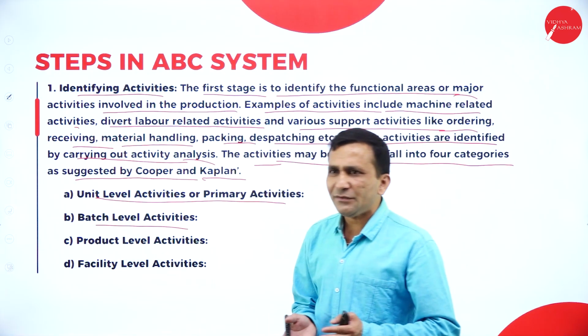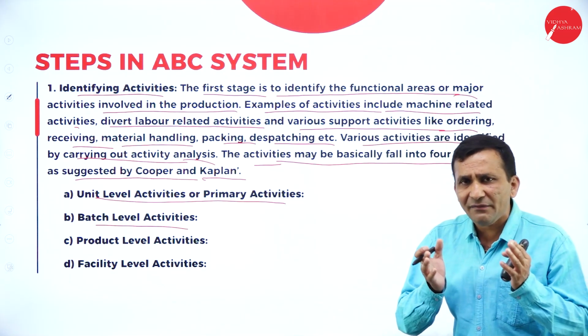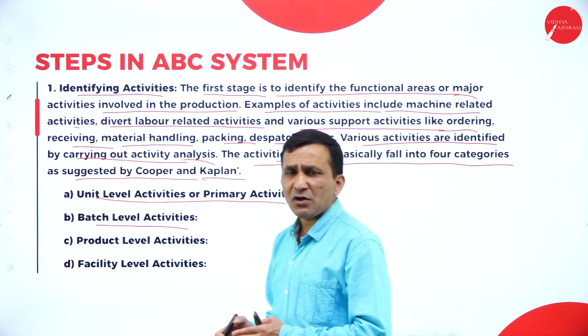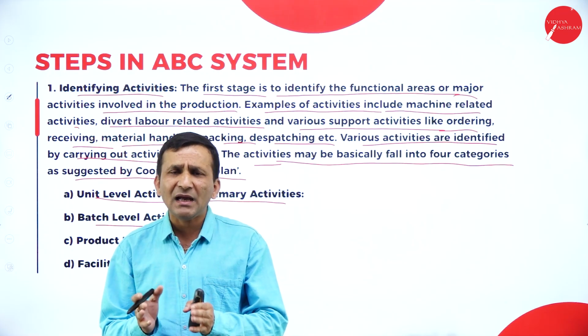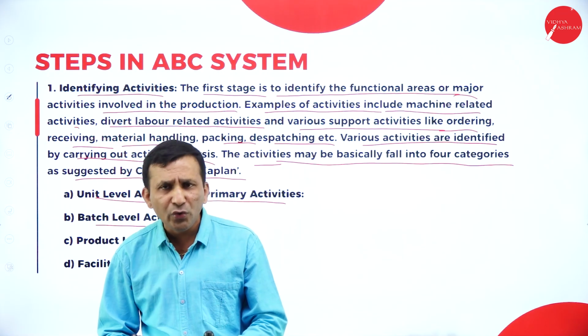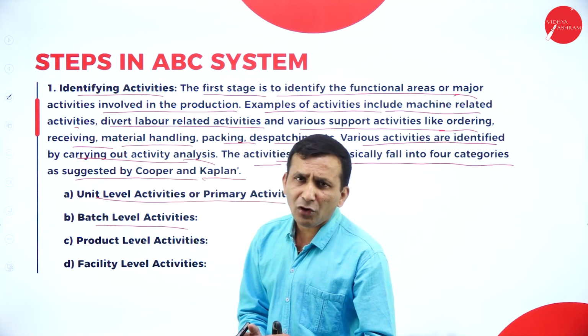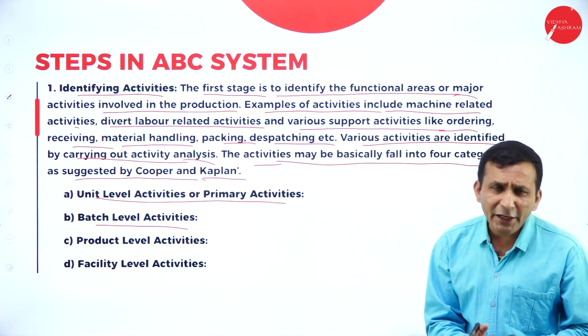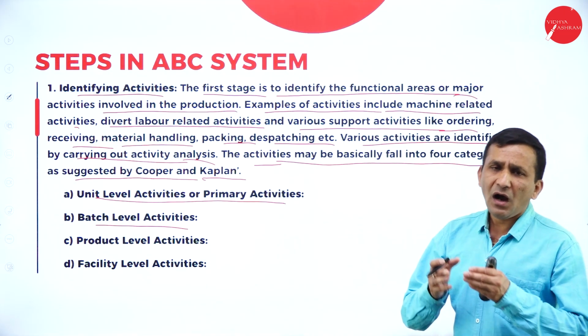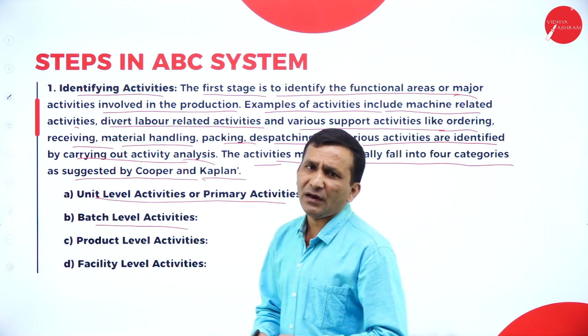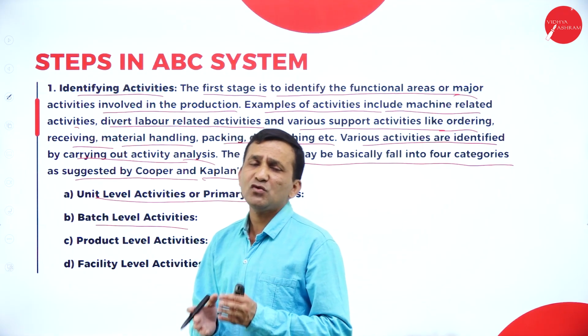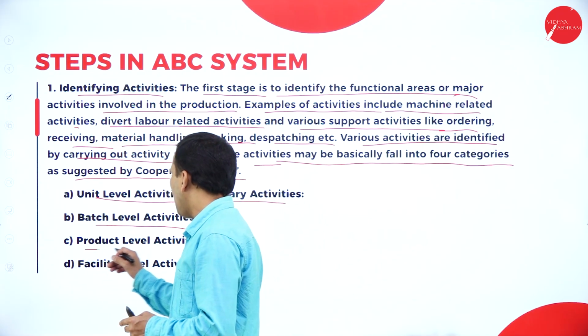And batch level activity. Each and every batch has a different responsibility, and every batch will produce a number of units. To produce a number of units, what overhead costs are incurred, how do you charge them, and how do you identify the batch-wise activity? Now, product line.